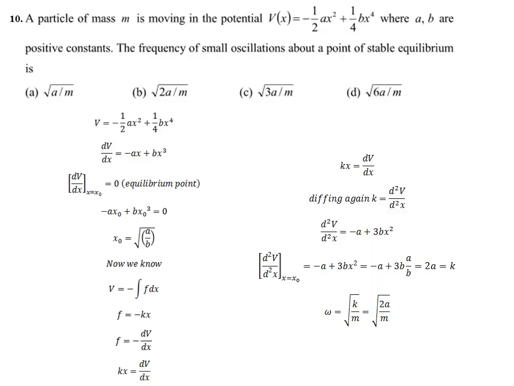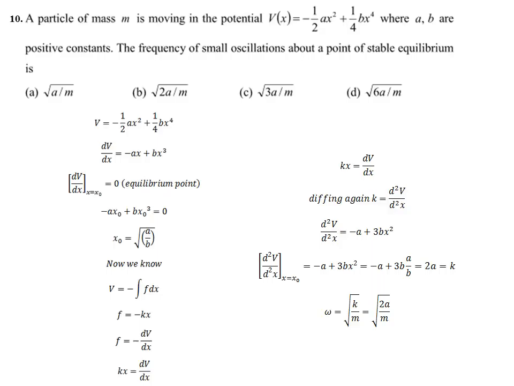Now coming to question number 10, this is a question similar to what we have seen in question number 1. A particle of mass m is moving in the potential V of x equal to minus half a x square plus 1 by 4 b x raised to 4, where a and b are positive constants. The question asked is the frequency at the stable equilibrium position. So again we remember those 2 points, that is dV by dx is equal to 0 at the equilibrium point and d square V by dx square is equal to k.